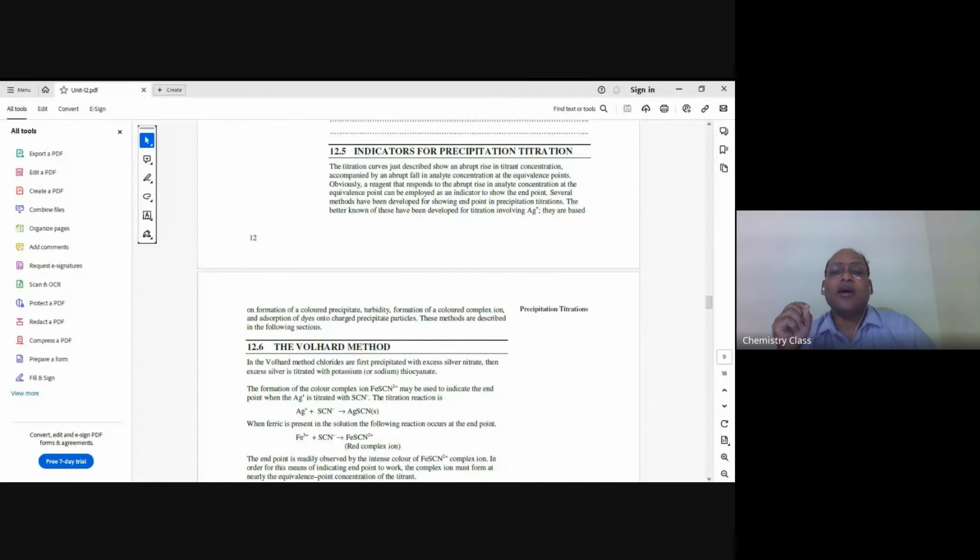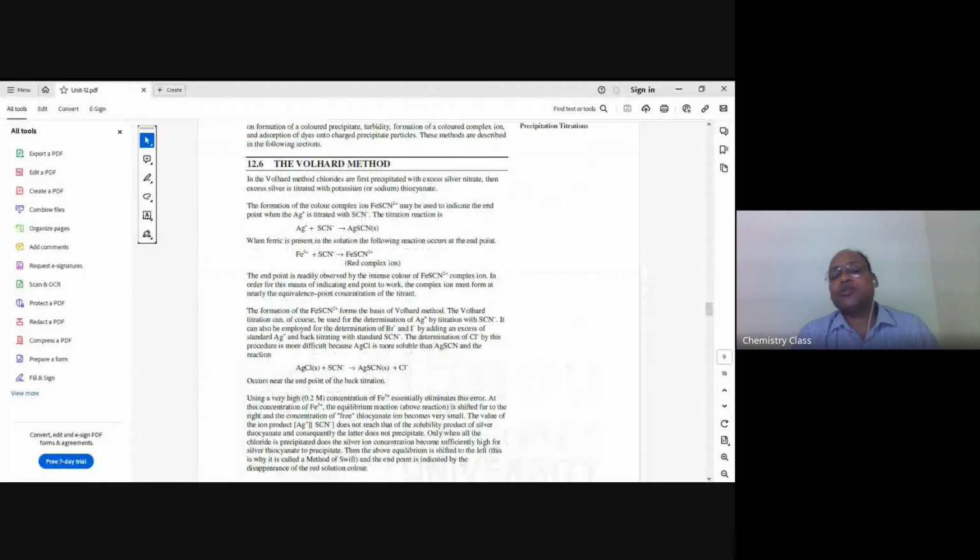Several methods have been developed for showing the endpoint in precipitation titration. The better known of these have been developed for titrations involving Ag+. They are based on the formation of a colored precipitate, turbidity, formation of a colored complex ion, and absorption of dyes onto charged precipitate particles. These methods are described in the following sections. As we have discussed, the Volhard, Fajans and Mohr titration methods are important. The Volhard method is an important area for your semester.